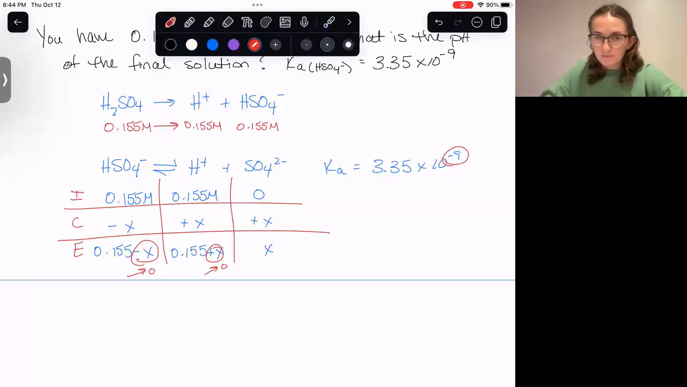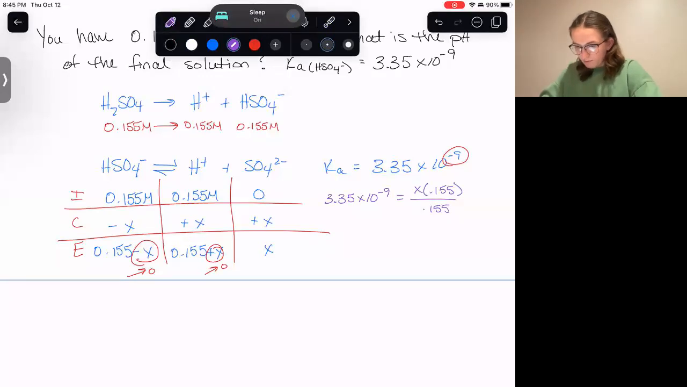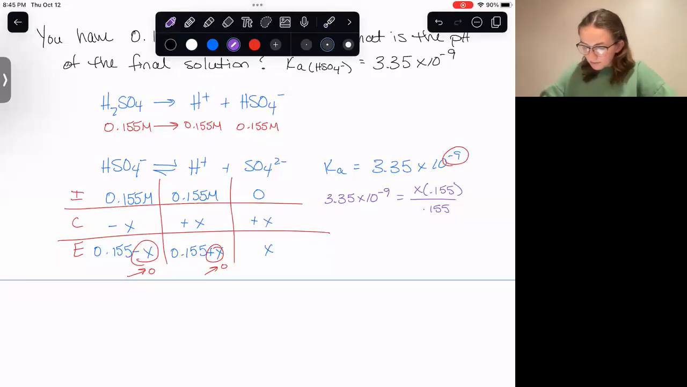Okay. So now that we have our ICE table, we can throw this into Ka. So we know that we have 3.35 times 10 to the negative 9. We have X times 0.155 over 0.155. Oh, time to go to bed. So we get that 3.35 times 10 to the negative 9 is equal to X.